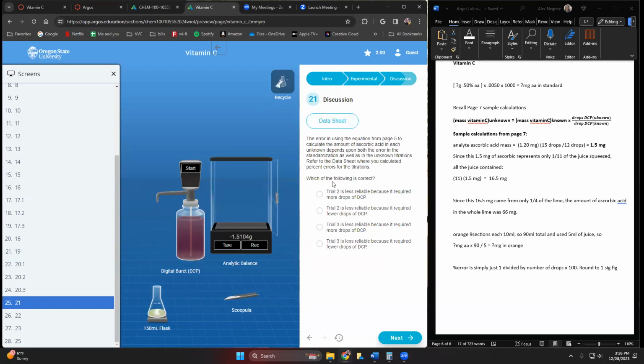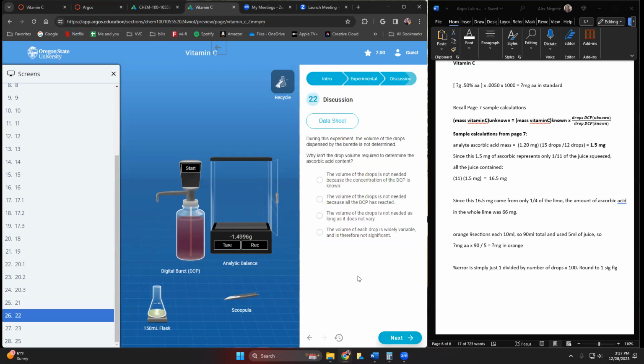Then we get to our discussion questions. And we talk about error. So the more drops that are used, that lowers the error, right? We've seen that in the previous slide where we talked about those errors. So if something used fewer drops, right? That is less reliable by using fewer drops.